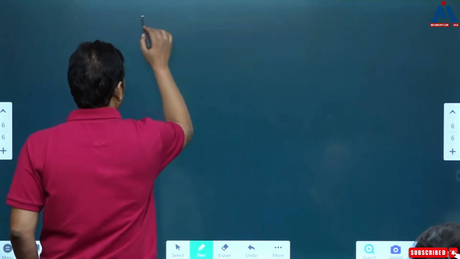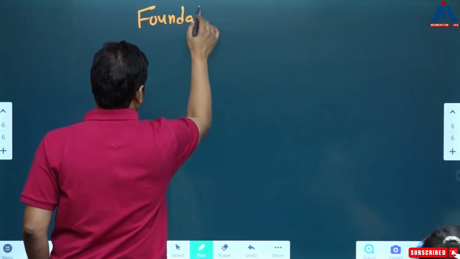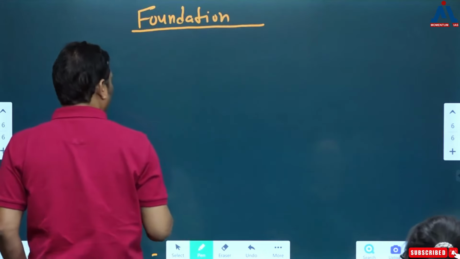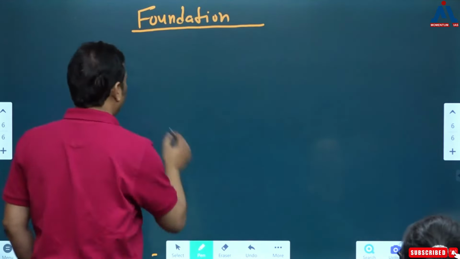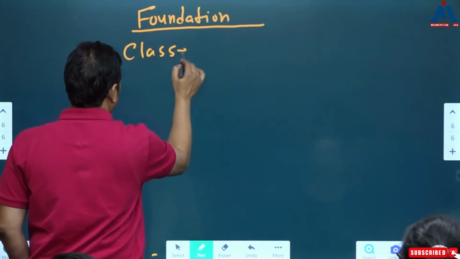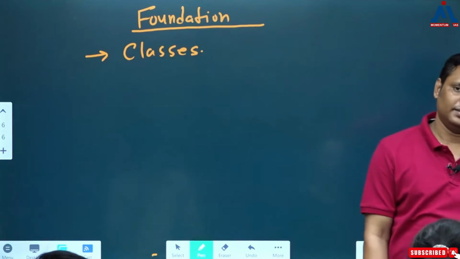What are these stages? Our history optional foundation course, we're going to do it in multiple stages. What is the first stage? We are just going for the classes. Correct?